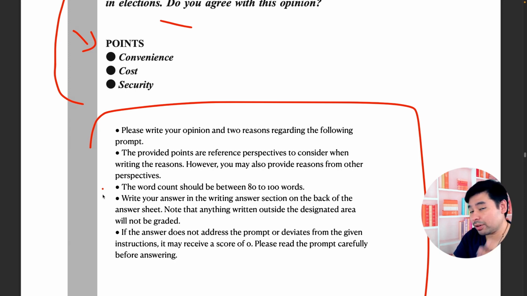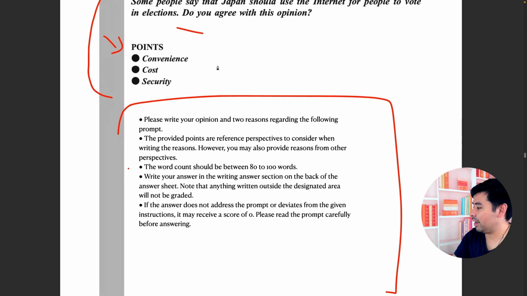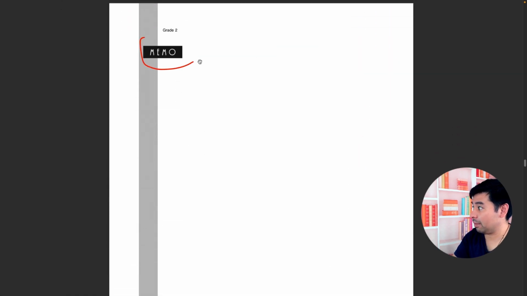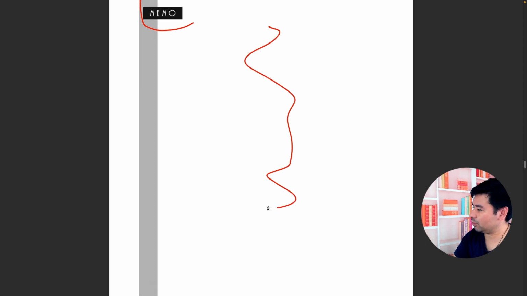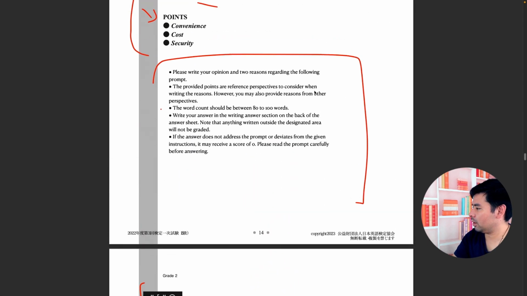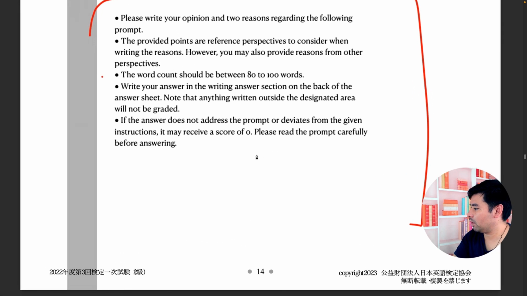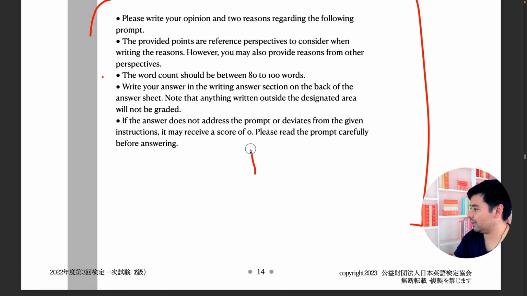So you're gonna receive a paper, an area where you can write. I guess it's gonna be like that memo. Okay, so you can write it here. And if the answer does not address the prompt or deviates from the given instruction, it may receive a score of 0. Okay, this is 0. Please read the prompt carefully before answering.